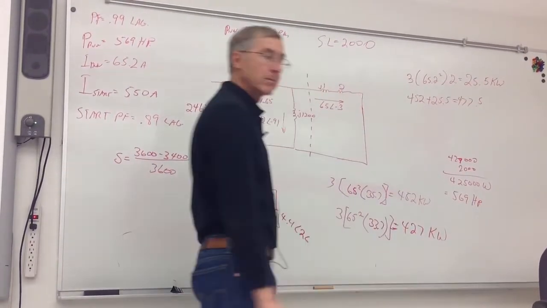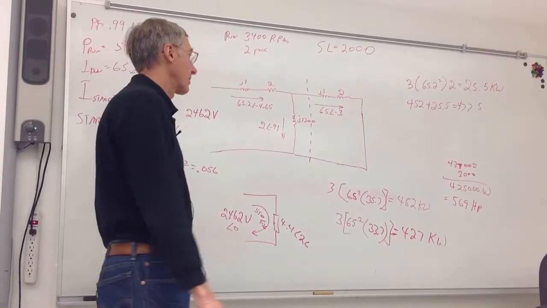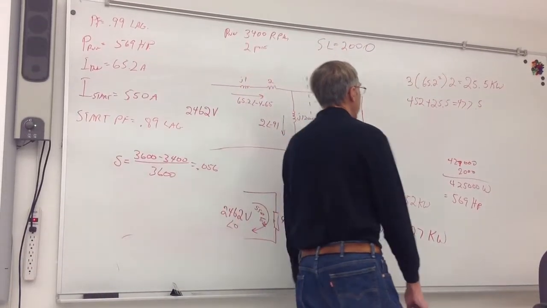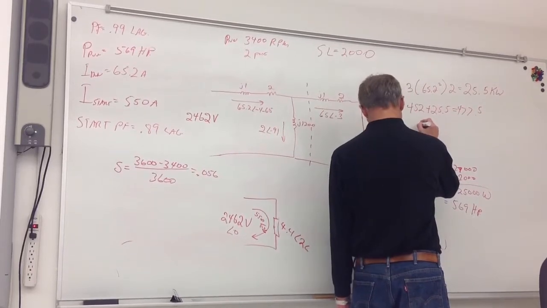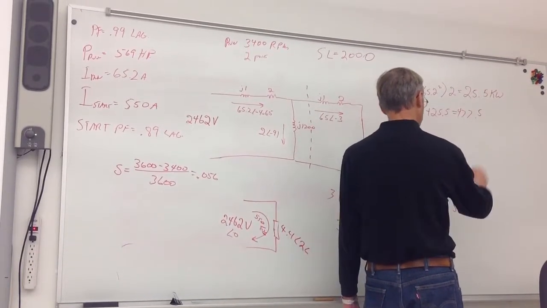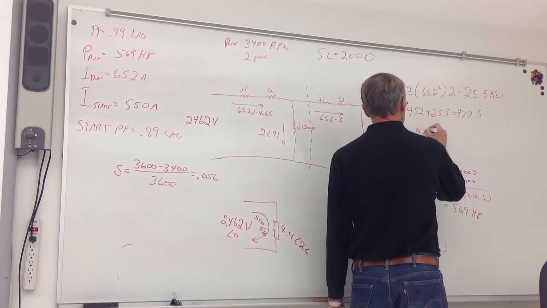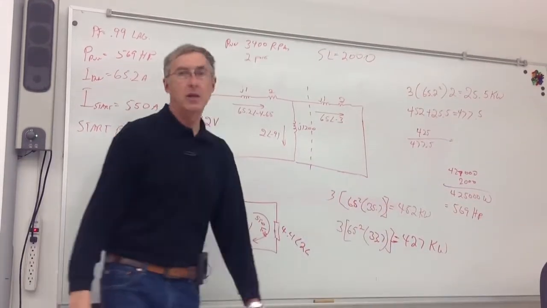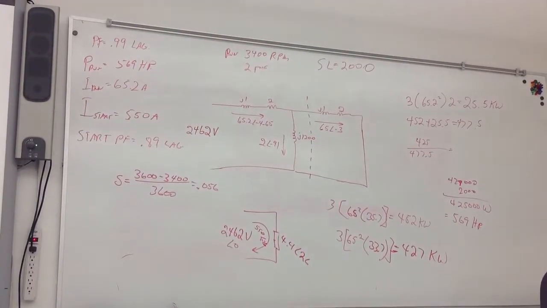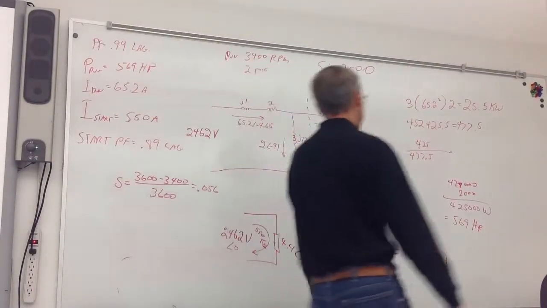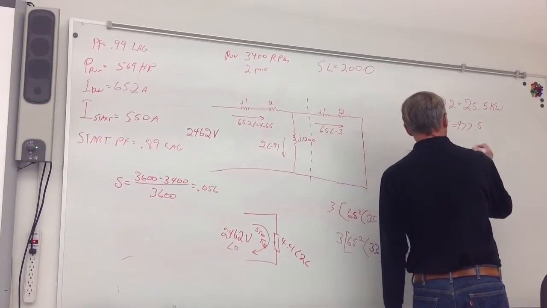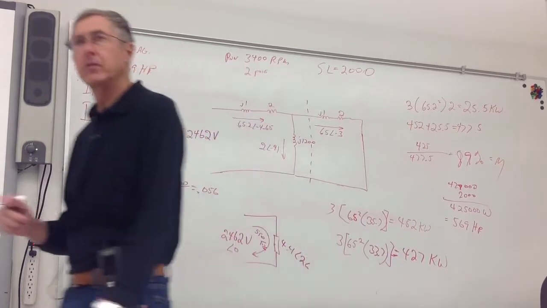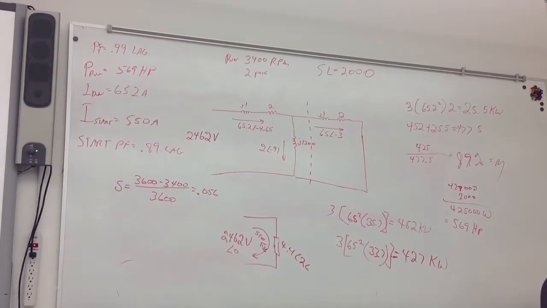So what's my efficiency? It's going to be my brake horsepower divided by my input power. So my brake horsepower was 425 kW divided by 477.5. What does that give me for efficiency? 0.89. 89%? Yeah. That's pretty typical. Anything else that we missed here? I can't think of anything.